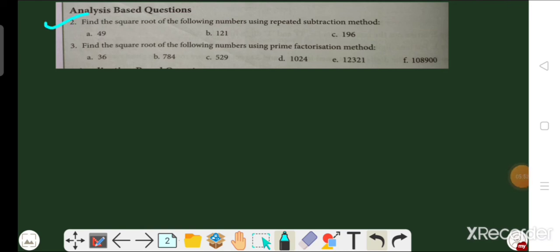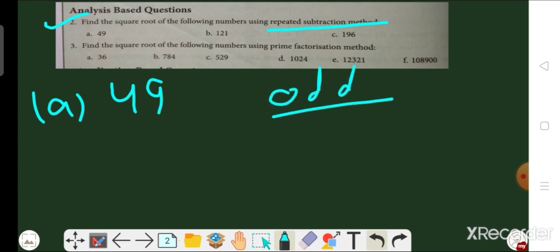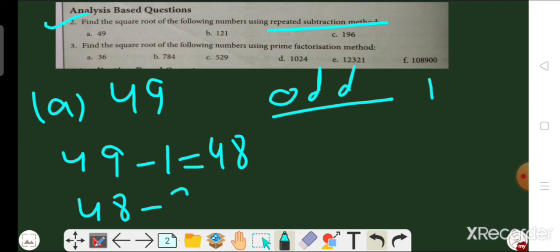Question number 2. Find the square root of the following number using repeated subtraction method. In question number 2, we have to use the repeated subtraction method. So A part. What is A part? 49. So we have to subtract odd numbers. So the first odd number is 1. So 49 minus 1 is equal to 48. Then subtract the next odd number, that is 3. This will become 45.